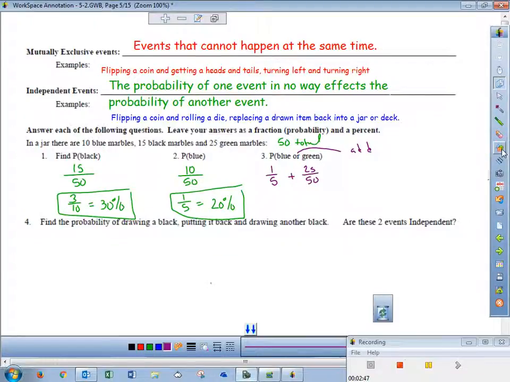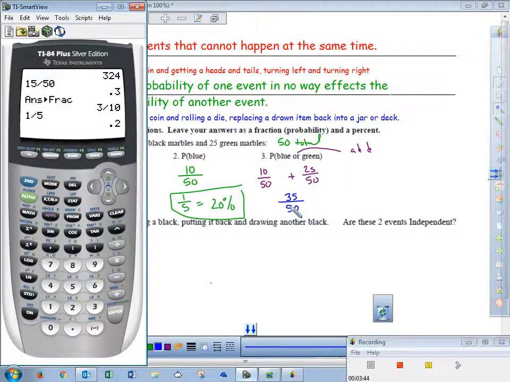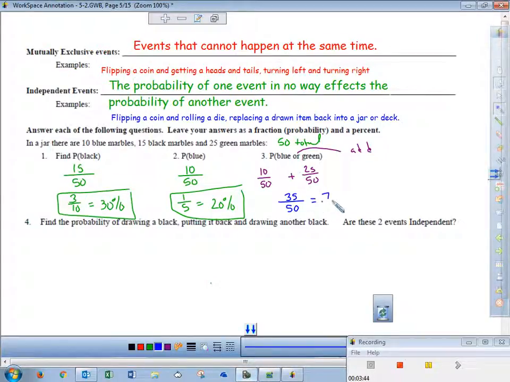I guess let's do the non-reduced versions first. So probably the blue was 10/50ths. So that way we got a common denominator, so we can add those together. And then that would be 35/50ths, which you can punch that in and reduce. 5 goes into each one of those 7 times, 10 times, so 7/10, which is 70%. So to pull a blue or a green out, totally 70%.